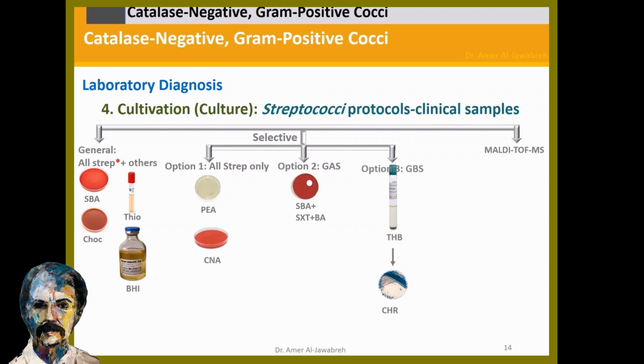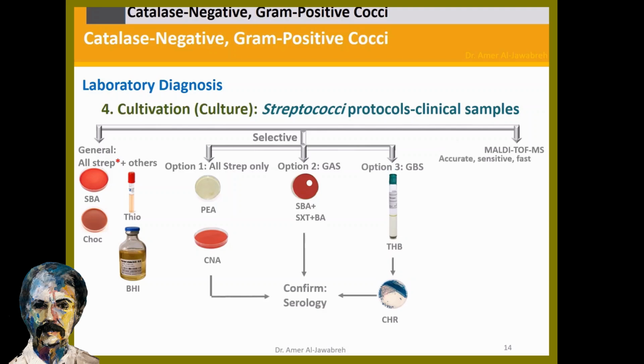So option 1, PAA and CNA, or option 2 for GAS, group A, SBA, sheep blood agar with SXT and bacitracin, and then option 3, if you are anticipating or expecting group B, Todd Hewitt or chrome agar.